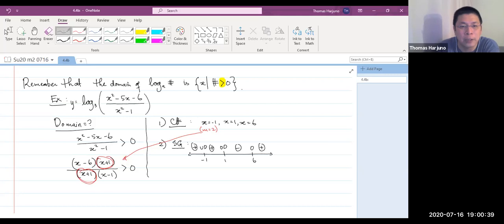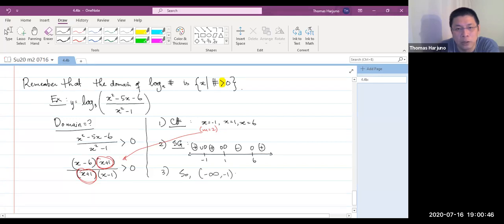Then, step 3. We need the positive part. So, -infinity to -1, union, -1 to 1, union, 6 to infinity. Okay, therefore that's the domain. So the domain is this guy.